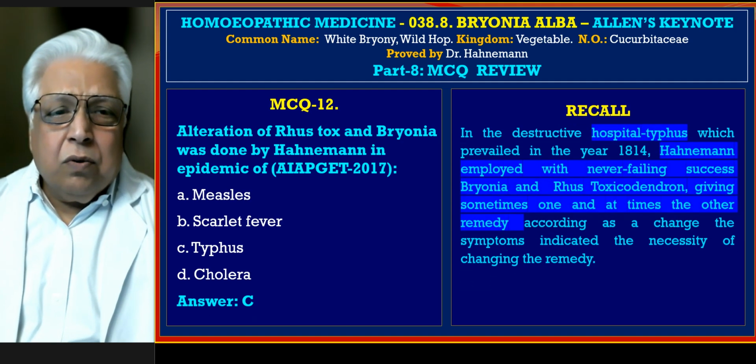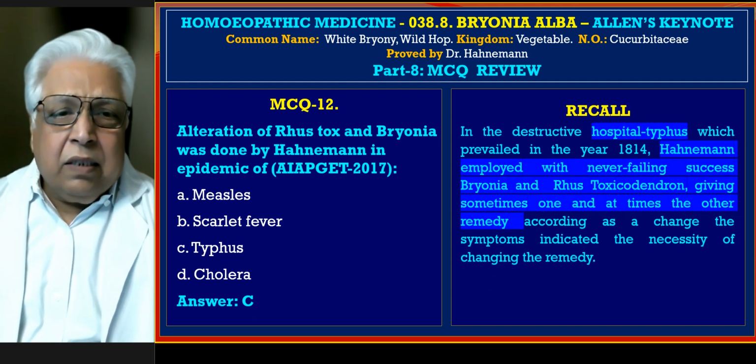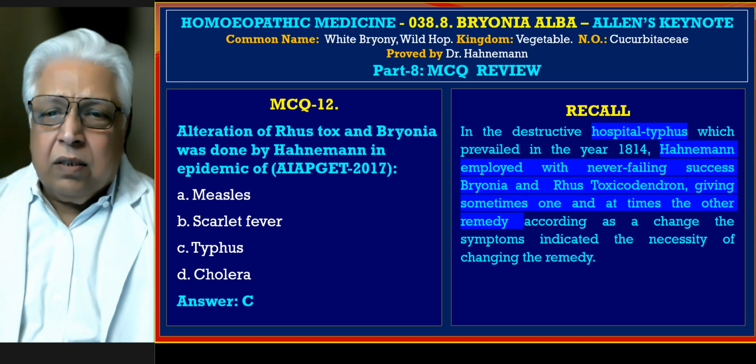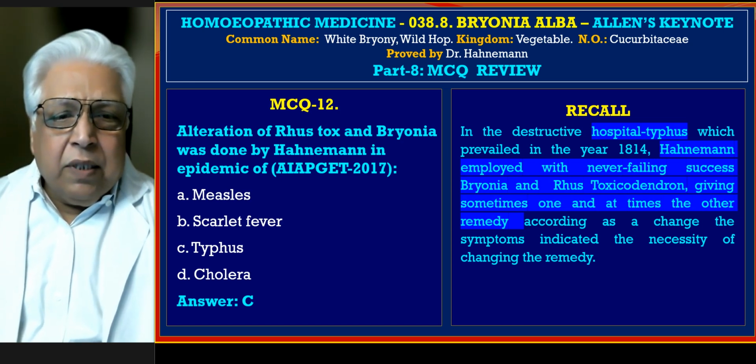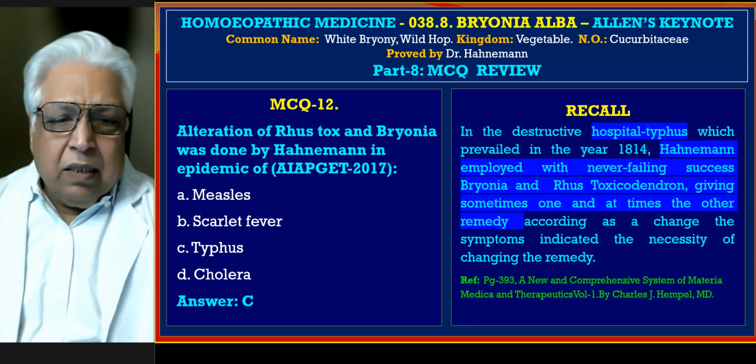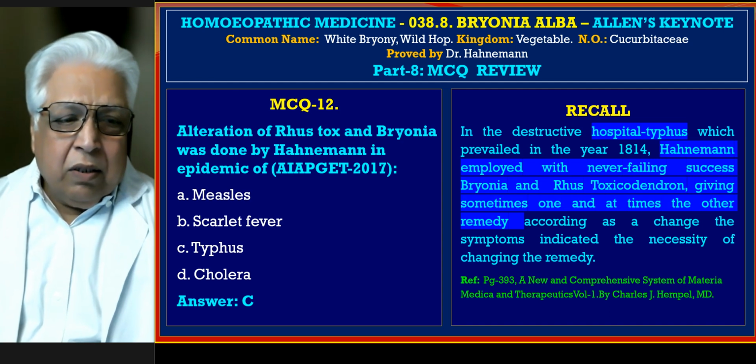Let us go to the source. On record we find in destructive hospital typhus, which prevailed in the year 1814, Hahnemann employed with never failing success Bryonia and Rhus toxicodendron, giving sometimes one and at times the other remedy, according to the change of symptoms indicating the necessity of changing the remedy. This information comes from A New and Comprehensive System of Materia Medica and Therapeutics, volume 12, by Charles M. Bell.